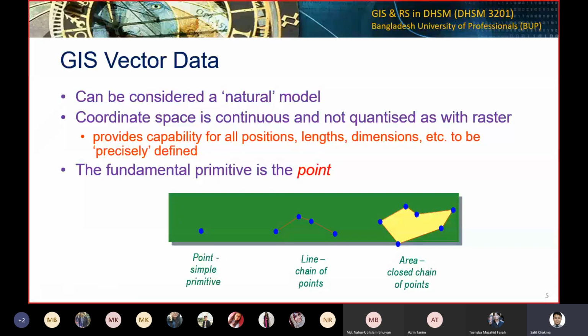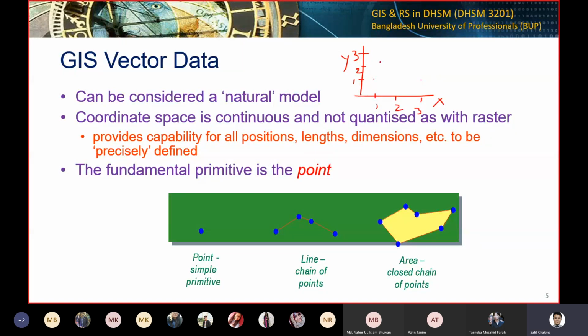What do I mean by that? In vector, instead of having cells, it's very similar to the graph that you drew when you were studying at school. In a graph, you had your X and Y, and 1, 2, 3, 1, 2, 3, and you say that the first point is 1 and 1. So here you go, 1 and 1. And you say the next point is 3 and 1. So here is 3 and 1.